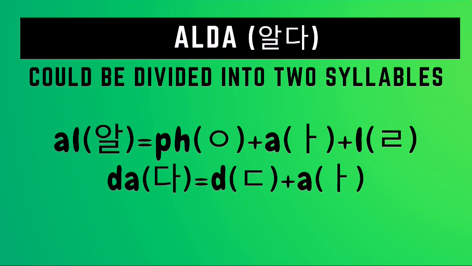The word Alda could be divided into two syllables. Al is formed from the combination of the sounds of a, real, and a no-sound ian at the first position of the syllable, while da is formed from the combination of the sounds of dikat and a. Alda.